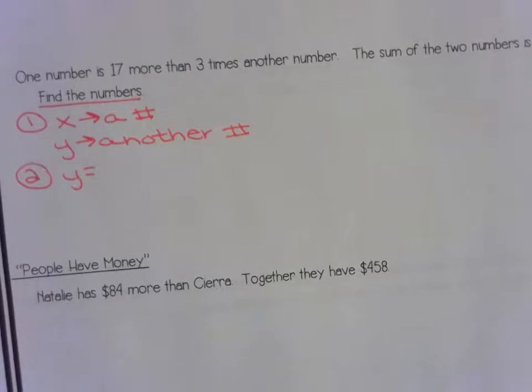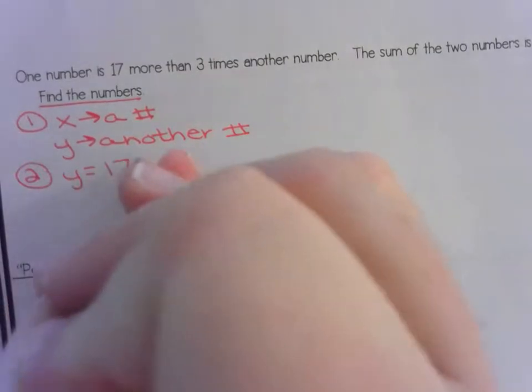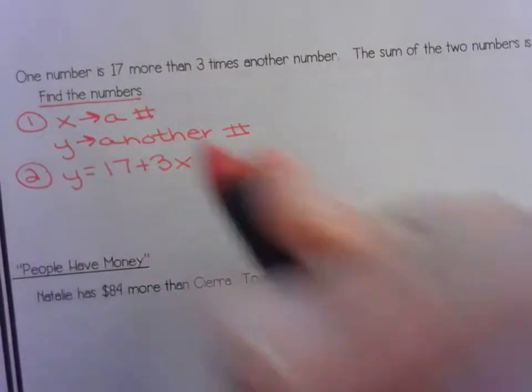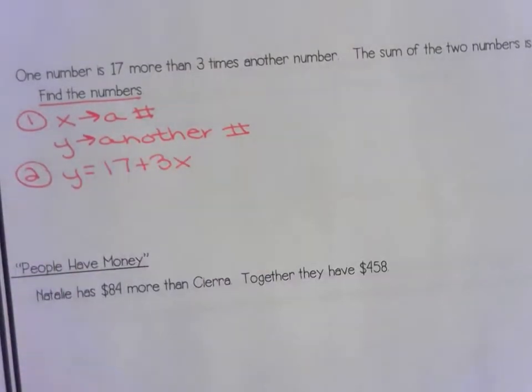One number is 17 more than 3 times another number. How do I represent 17 more than 3 times another number? 17 plus 3x. Yes. 17 more than 3 times another number. 17 plus 3x.